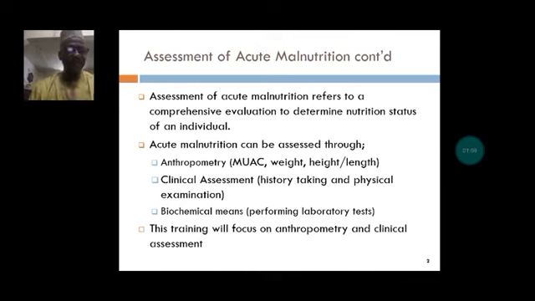Acute malnutrition can be assessed through anthropometry using your MUAC, that is mid upper arm circumference. You have to also assess it using the weight or the height or length measurement. Acute malnutrition can also be assessed using clinical assessment, taking history of the patient and physical assessment. Or rather, you can do the biochemical assessment through laboratory tests.